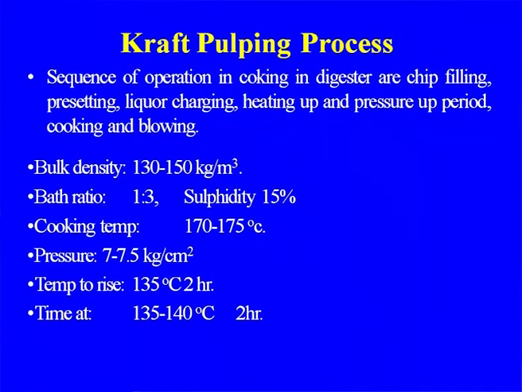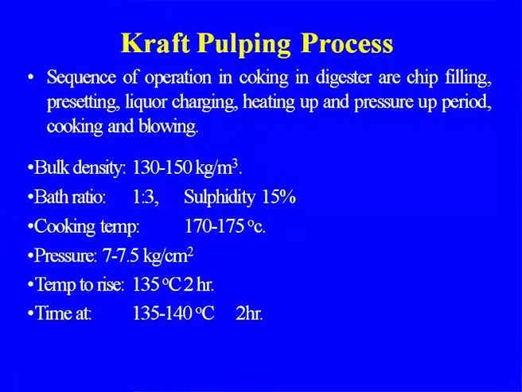The sequence of operation in the digesters is chip filling, then liquor charging, heating up and the pressure up period, cooking and blowing. Finally, after the cooking, the pulp is blown to the blow tank, and from there it is processed, going to the knotters and to the washers, like that.